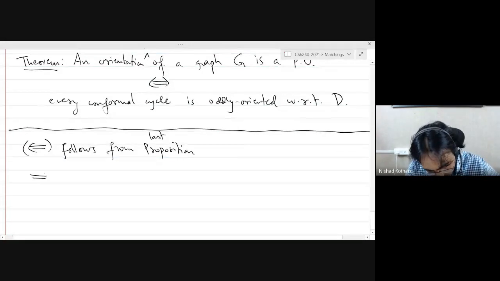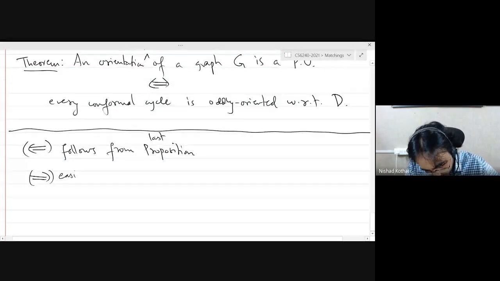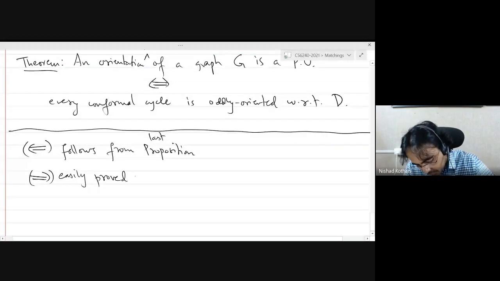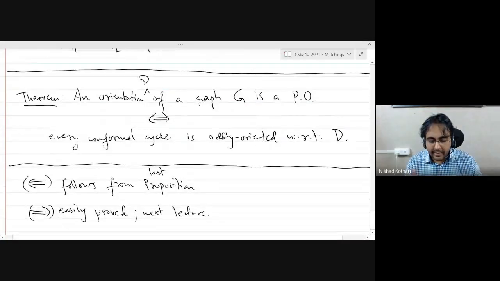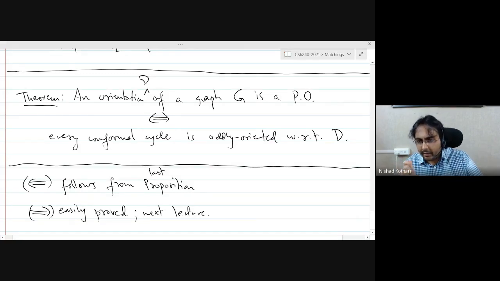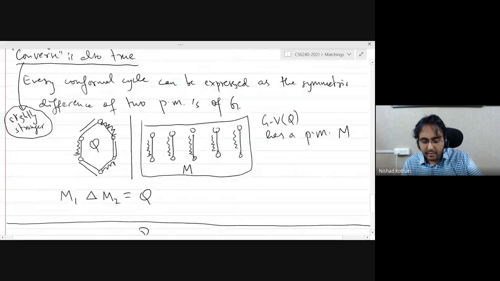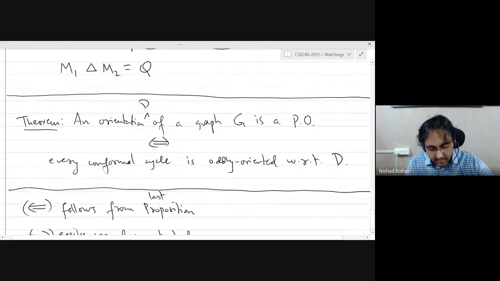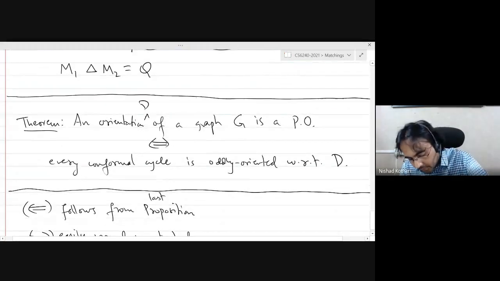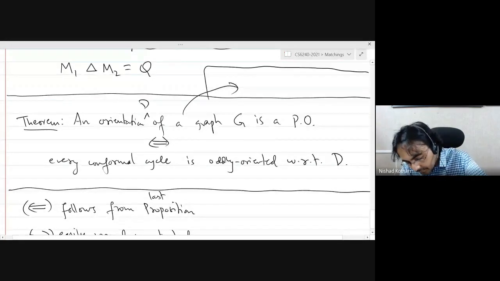And this one is easily proved. You can think about it yourself, or we will do it in the next lecture. Okay. So we will show that if there is a single cycle that is not oddly oriented, then you can find two perfect matchings that have different signs. That can also be done easily by what we have discussed so far. But in case it's not clear, I will discuss that next time.